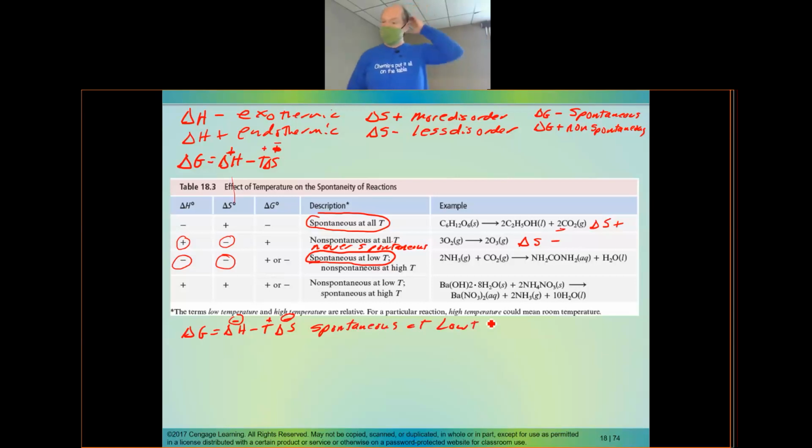All right, and so what's easy to remember is negative, negative, spontaneous, low temperature. And we will see that that is not a very helpful term, low temperature. We're going to actually calculate that temperature.